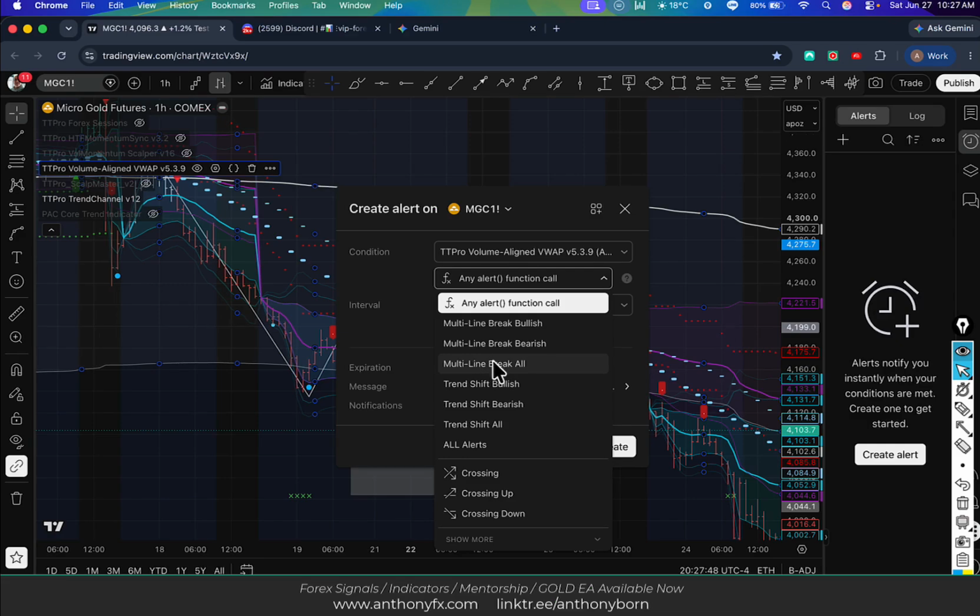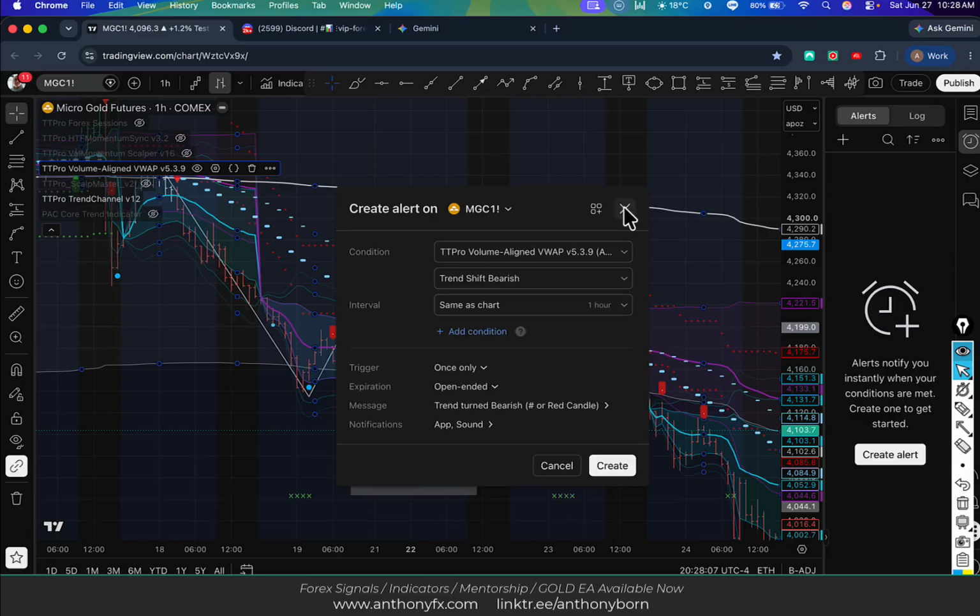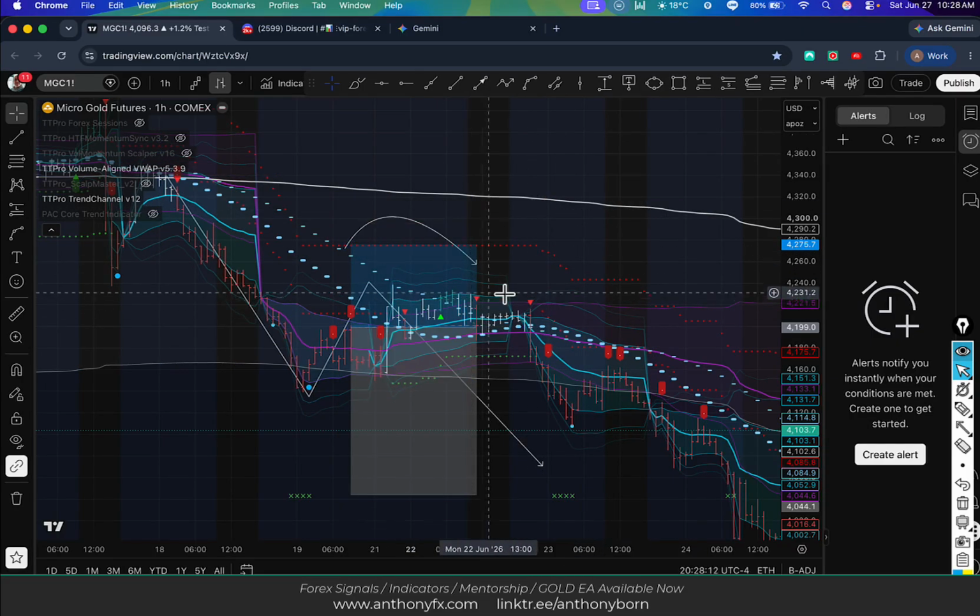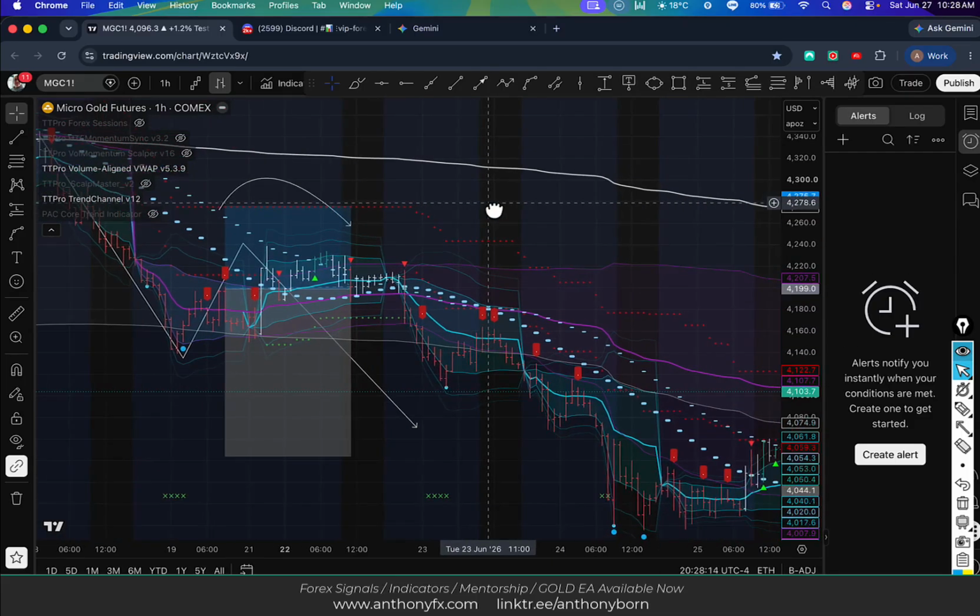So rather than setting 2 bearish alerts, multi-line break bearish and the trend shift bearish, we might be able to select any bullish or any bearish. I think that's a good idea. So you would look for either one of those. And just keep an eye on how the VWAPs are behaving.